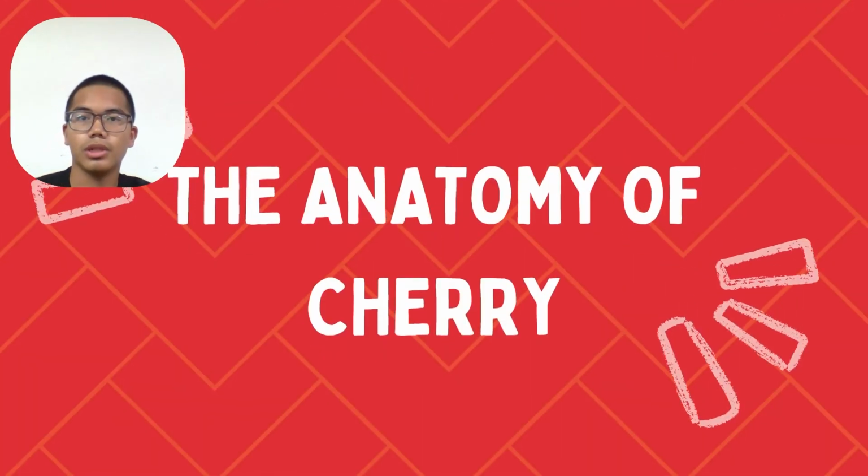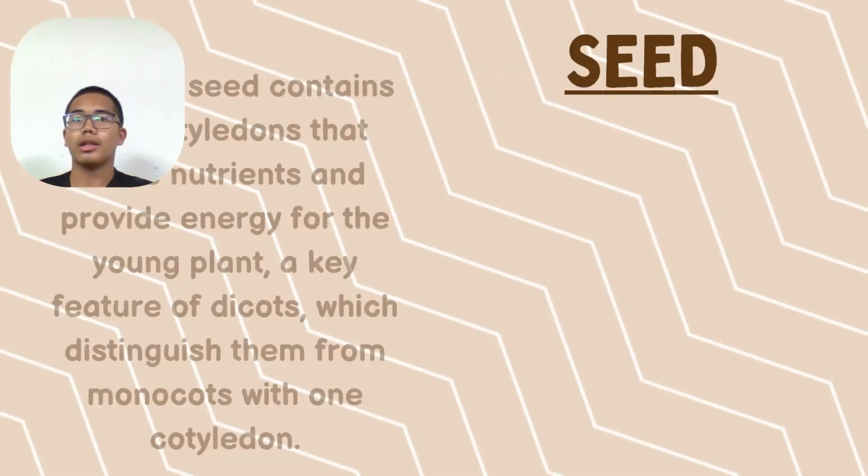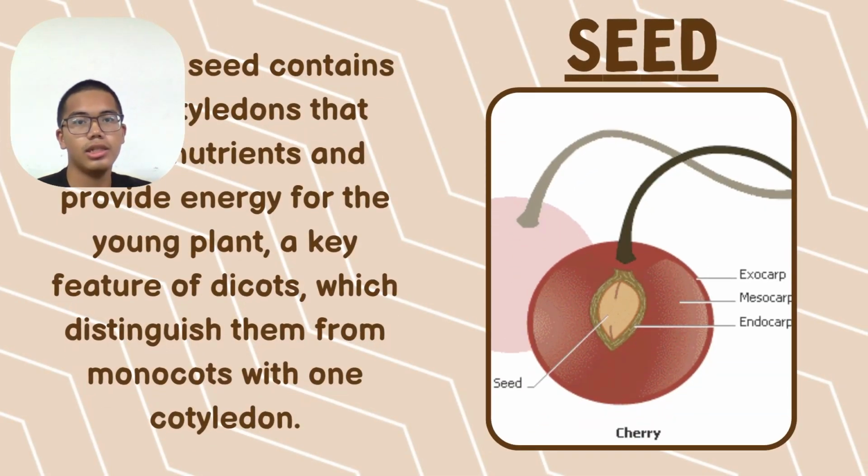Okay, let's move on to the first one. The seed of the cherry. The cherry seed contains two cotyledons that store nutrients and provide energy for the young plant, a key feature of dicots, which distinguishes them from monocots with one cotyledon. As you can see here, the seed has two parts, the right side and the left side, which makes it like two cotyledons, compared to the monocot that has only one part, for example the corn seed.